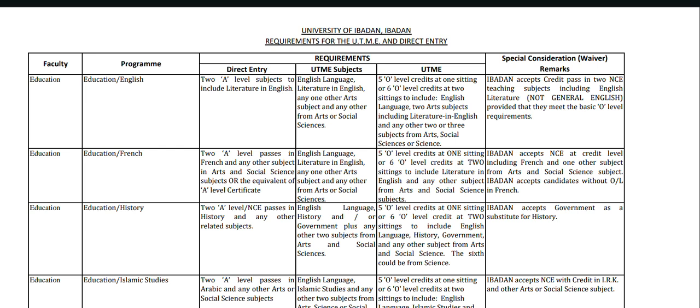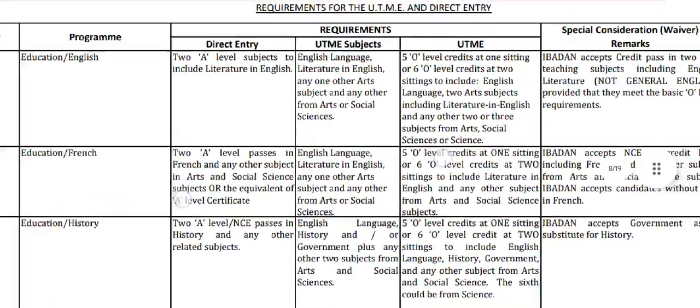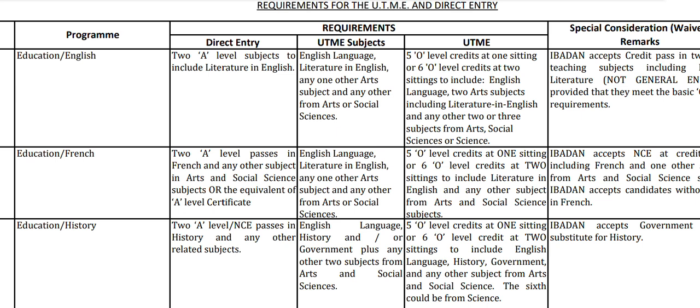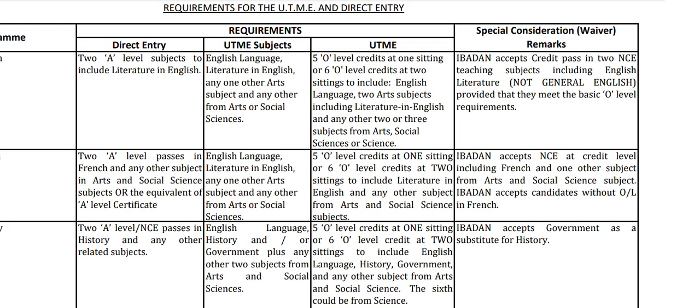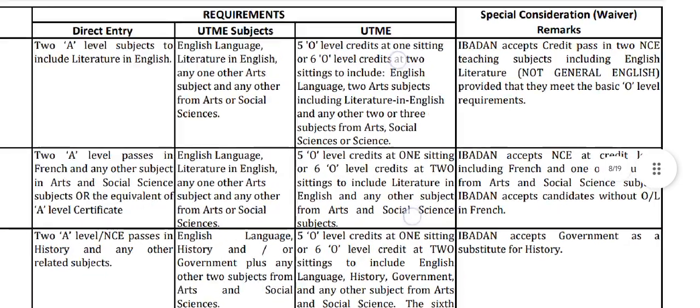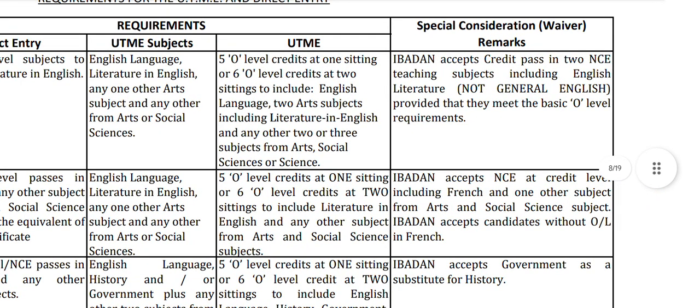Okay, let's use English education now. So education and English under Faculty of Education. For those who are using Cambridge, you have two A-level subjects to include literature in English. So you can have literature in English and any other subject. For O-level, they accept two sittings. Let me point it out that there are some courses that they don't accept two sittings, and those are courses from the College of Medicine specifically, and maybe pharmacy too. We're not looking at that. So O level requirement, I've explained how it works.